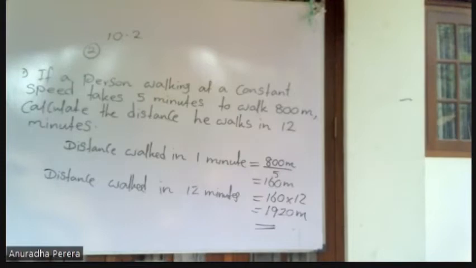Excuse me, sir. Yes. Should we write descriptions as well when doing this? Yes, the unitary method, that is the value of one unit. First you have to find the value of one unit. After that you can determine the relevant value. We have to work it out that way.